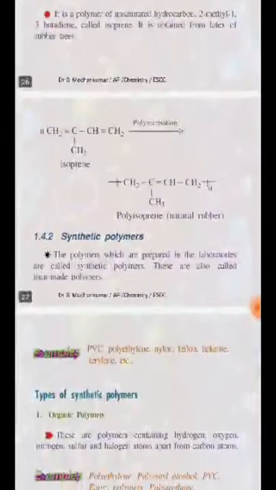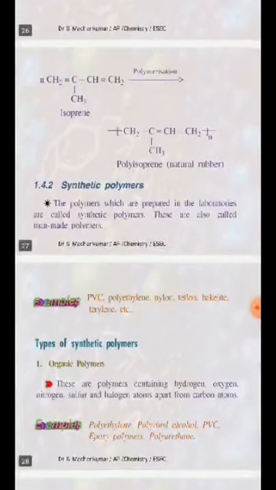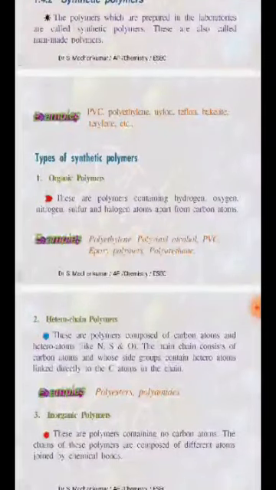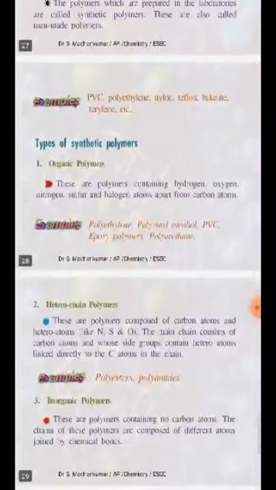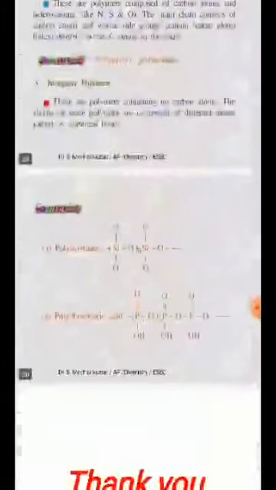Synthetic polymers. The polymers which are prepared in the laboratories are called synthetic polymers. These are also called man-made polymers. Examples: PVC, polyethylene, nylon, Teflon, bakelite, terylene, etc. Next one, types of synthetic polymers. There are three types of synthetic polymers: organic polymers, heterochain polymers, and inorganic polymers.